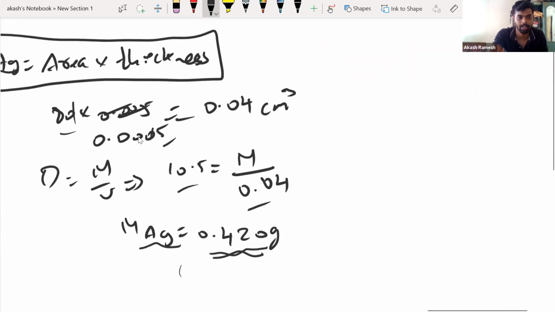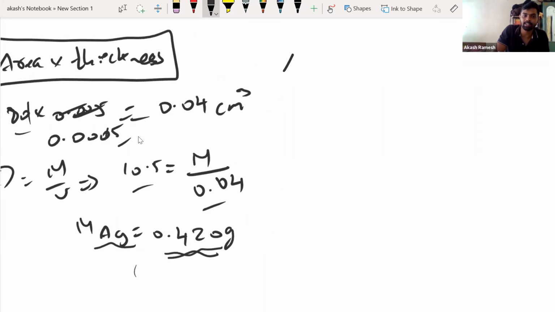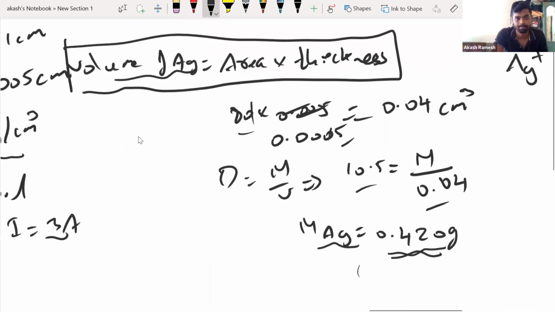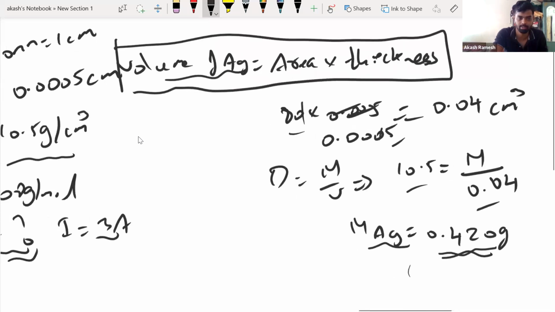We are done. Now what we are going to do is again the same stoichiometry only. I know Ag plus will accept an electron to form Ag solid. Now I know the number of moles of this. We are doing the exact opposite. Before, we found the number of moles of electron and did the stoichiometry. This time I know the number of moles of Ag formed. You have to find the number of moles of electrons, and from that find your time period. That is what is asked. Anyways, we'll try to do this.